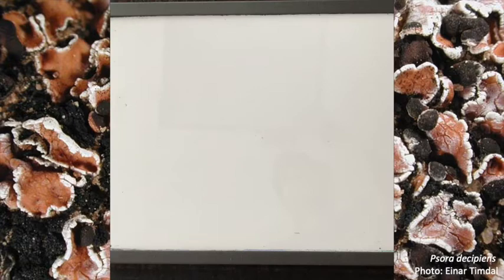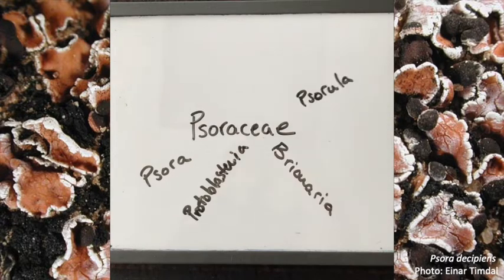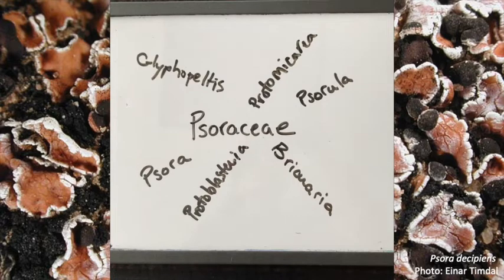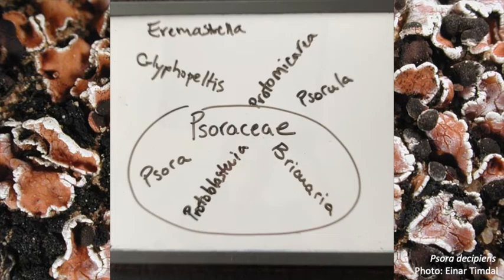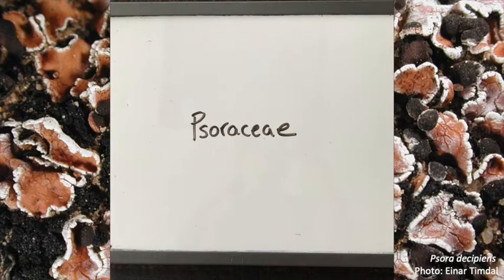At this point in my research, I do not have enough information to circumscribe the family Psoraceae. There is evidence that Psora, Protoblastinea, and Bryennaria are well within the family, and there is also evidence that Psorula, Protomicarea, Glyphopeltis, and Eremastrella are outside of it.